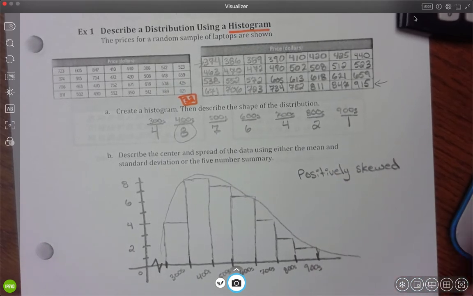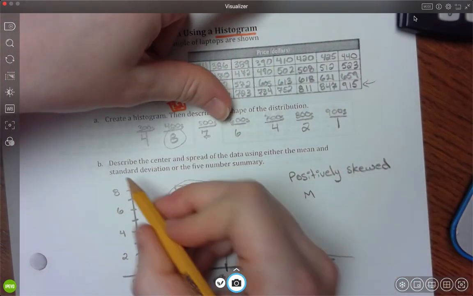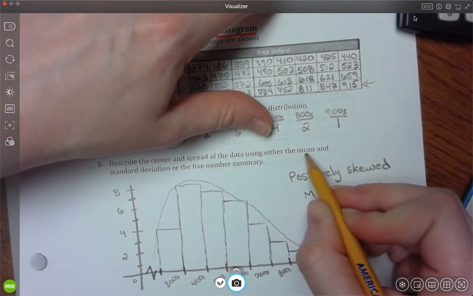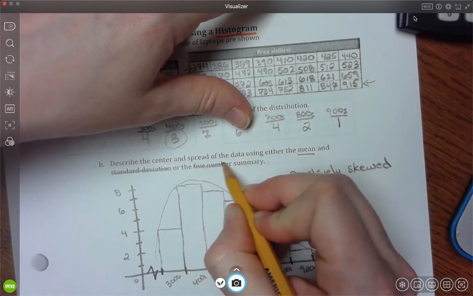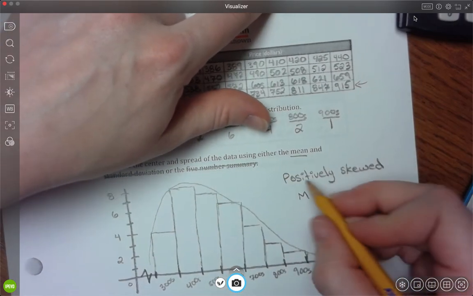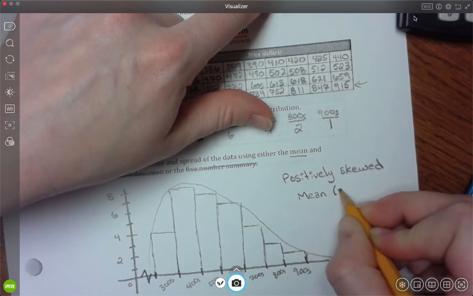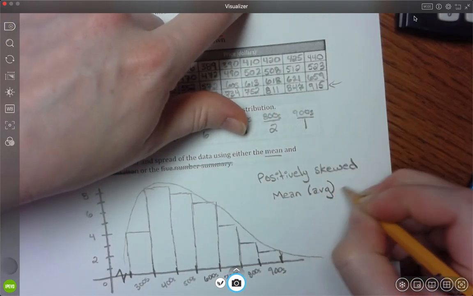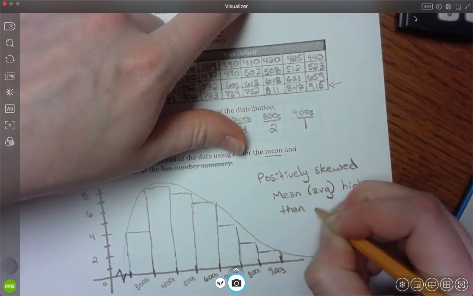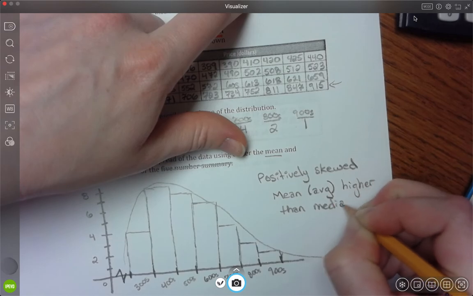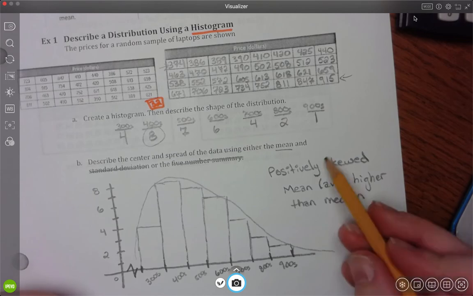Okay, so positively skewed. It says describe the center and spread of the data using either the mean and standard deviation. We're not going to get to standard deviation yet. 5-number summary, we'll do that on the back side here. But I'm going to say that since it's positively skewed, the mean or the average is going to be higher than the median number.